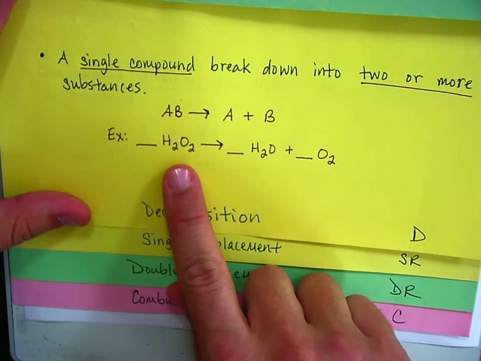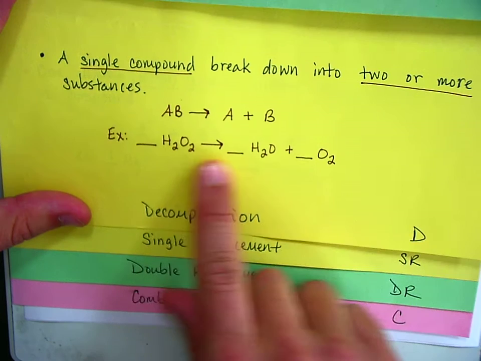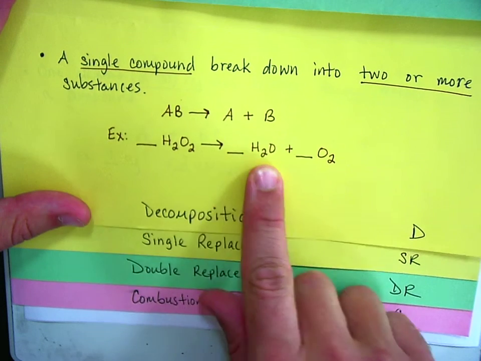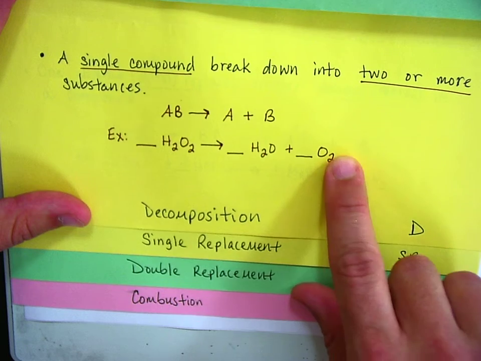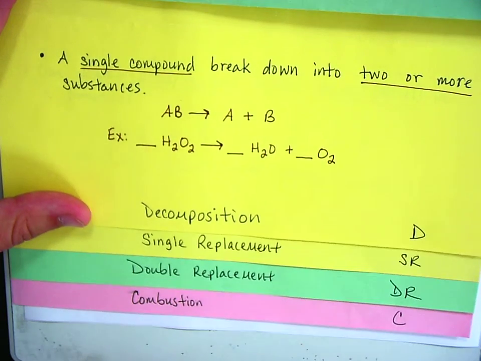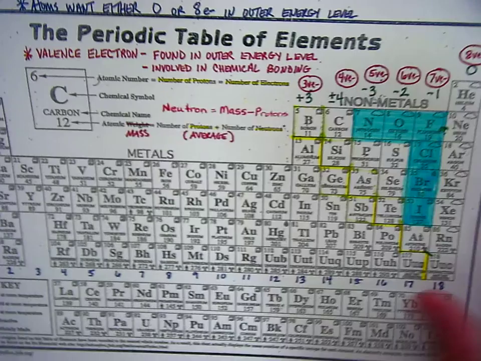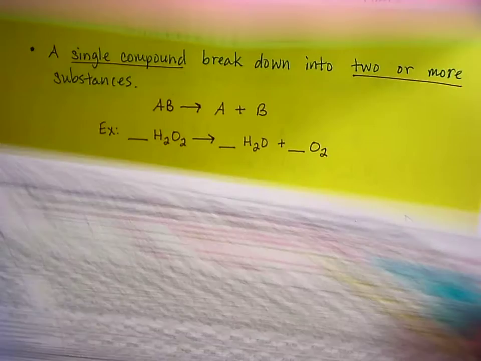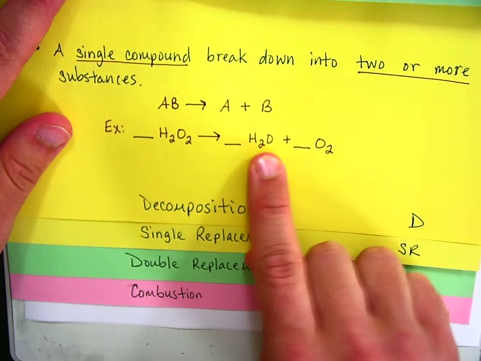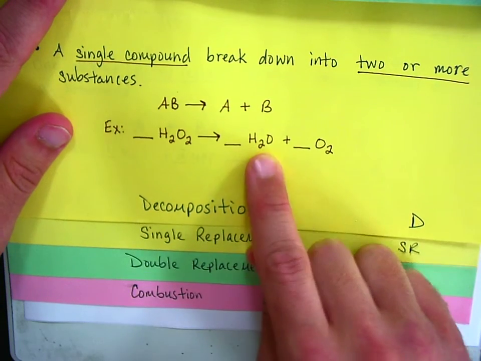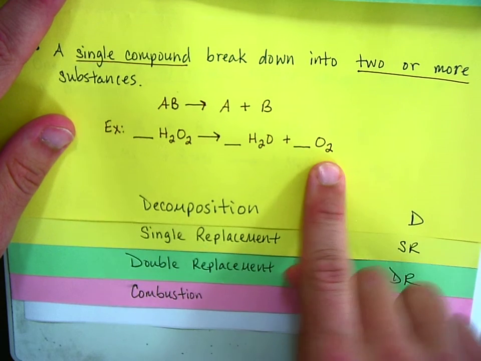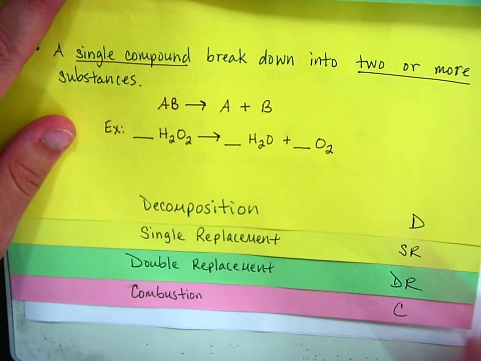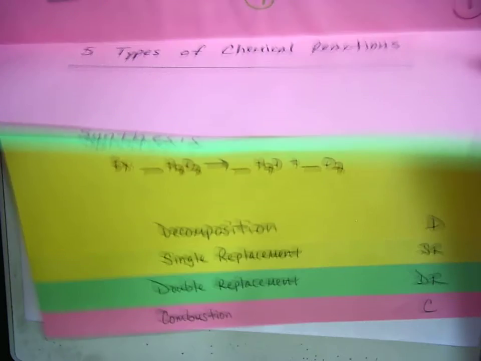So we have an example here of hydrogen peroxide breaks down into water and oxygen. And you can see how O, oxygen, is not just O by itself, it's O2 because it is a diatomic. The H2O, it's a compound. So only when those elements are by themselves is when we list it as a diatomic. So let's go do an example.